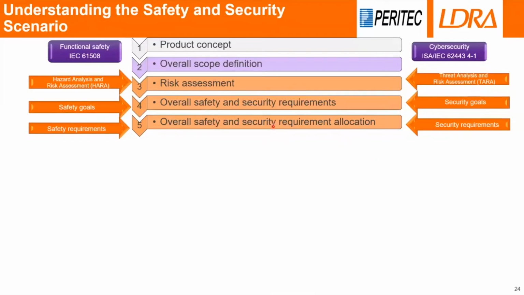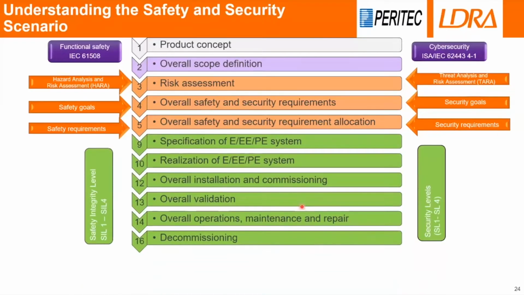Now, going into the detail of product development from a system concept to the software lifecycle concept. You can see that we will be specifying the requirements in detail, and we will be realizing it, which consists of the V models which we have seen as an example. Once the product is realized and complies with the safety requirements and security requirements, we will have the installation and commissioning, the overall safety and security validation, the overall operations, maintenance and repair activity, and finally the decommissioning activity needs to be planned.